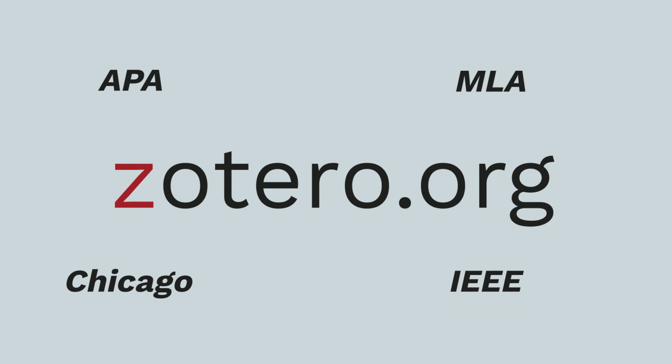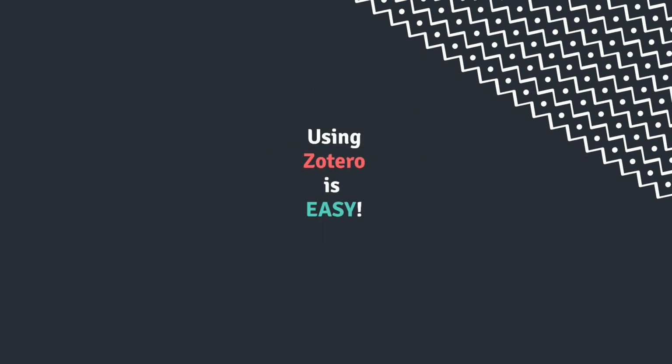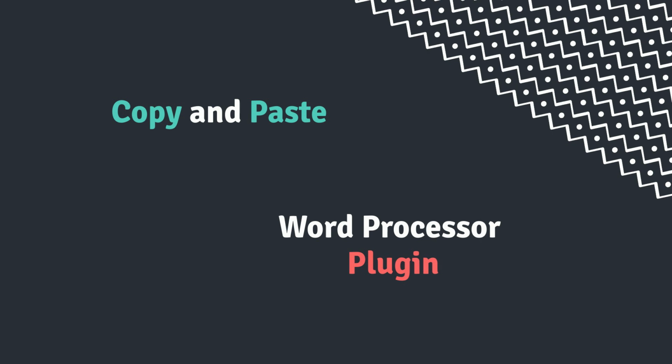It's a simple and efficient way to create citations and references in various citation styles, including APA, MLA, Chicago, IEEE, and more. Creating citations and bibliographies with Zotero is easy. You can use the copy and paste method or the word processor plugin method.